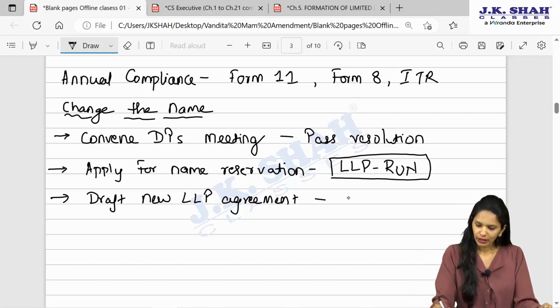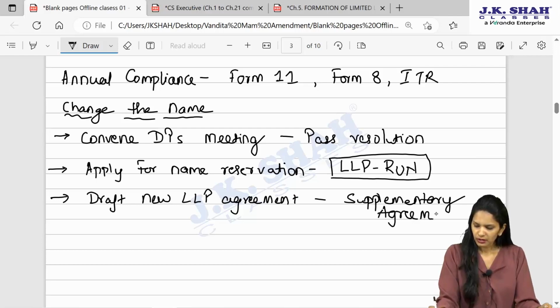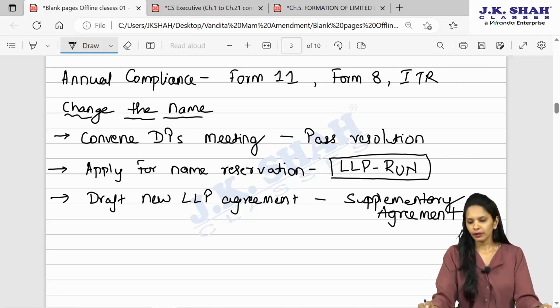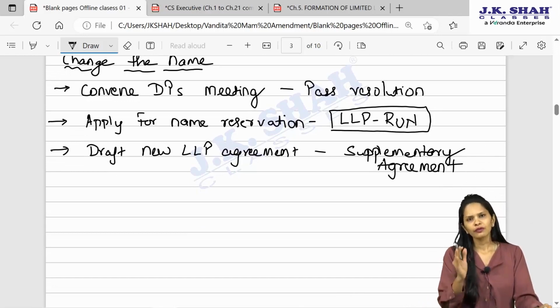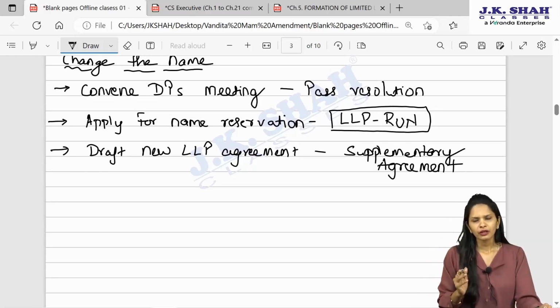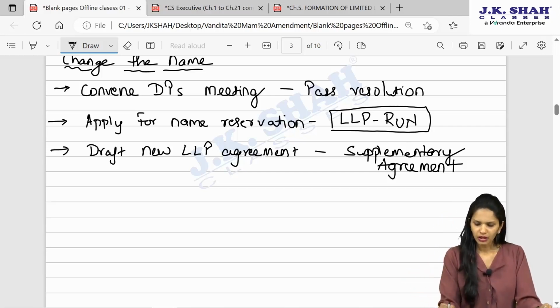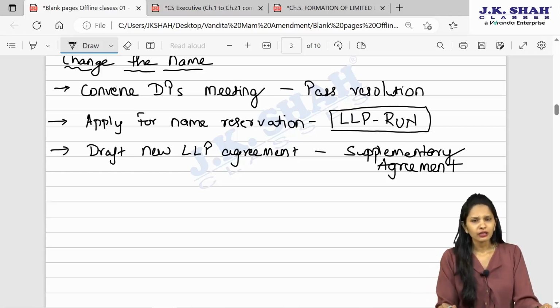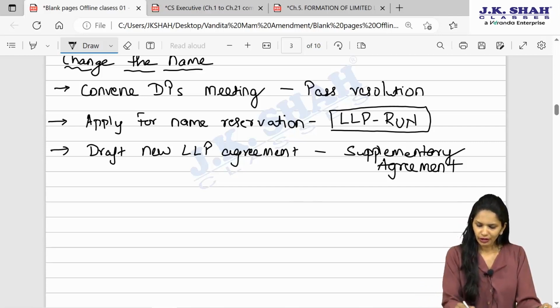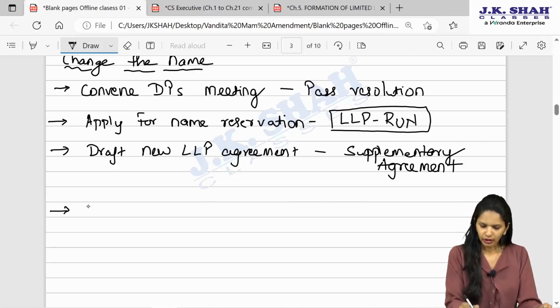So this new agreement has to be drafted. This new agreement will be called a supplementary agreement. Okay, so please remember, it's a supplementary agreement. So when you file this agreement, always your original will be attached. So how many changes you make, for all the changes you will be filing a supplementary agreement. And this supplementary agreement in Maharashtra, we take it on stamp paper of ₹100. So once we draft the new agreement, after that now you have to file forms with ROC.